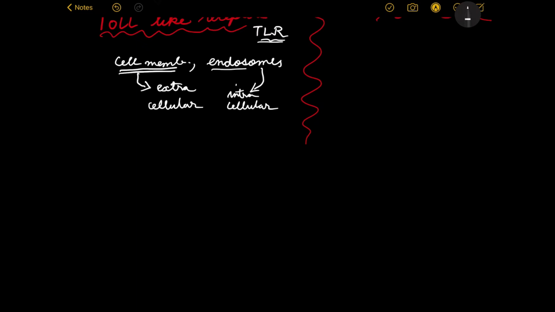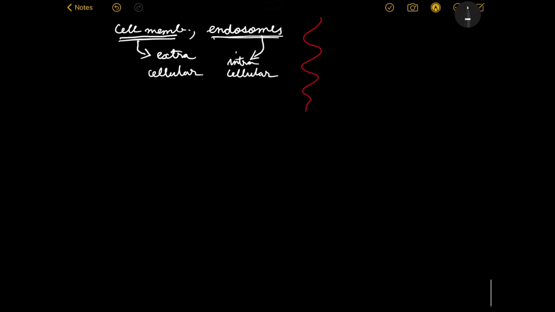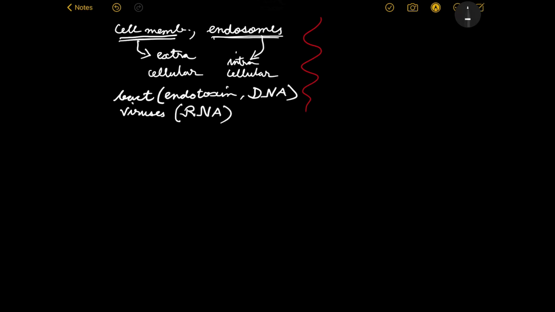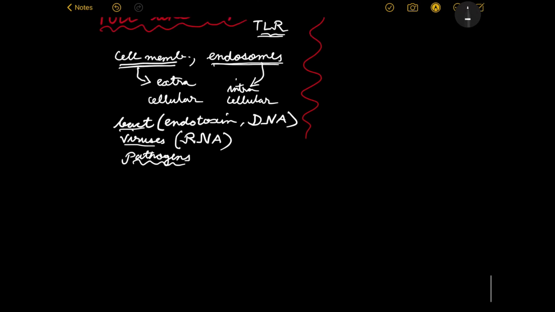Okay, so what exactly does this Toll-like receptor recognize? It's pretty simple. They can recognize the products of microbes, which can be bacteria. What exactly of the bacteria? For example, endotoxin, or the bacterial DNA. These can be recognized. For viruses also, it can recognize the viral RNA, since viruses mostly have RNA. Not just bacteria and viruses, other pathogens as well. So these are all stimuli for the Toll-like receptors, and they are found on both the cell membrane and endosomes.